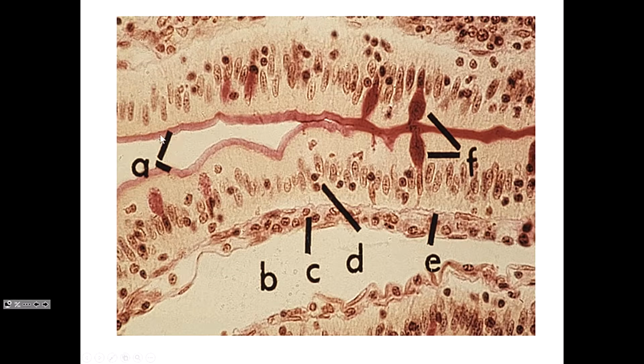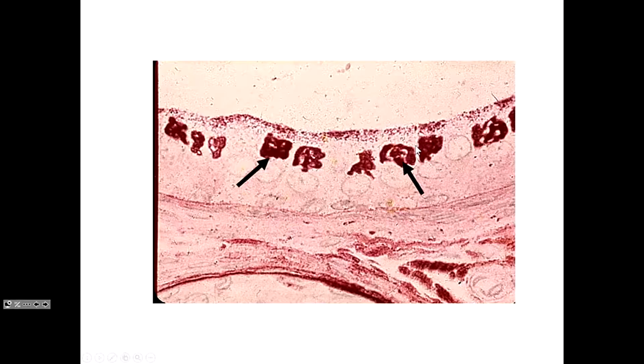So here we can see the brush border stains up nicely. That's basically microvilli. B looks like a venule that's opened up. C is the lamina propria, which is a layer of connective tissue. D is showing you some of the cells of the intestinal epithelium. And E is the basement membrane upon which those cells rest. And F are goblet cells that are stained in this particular epithelium.